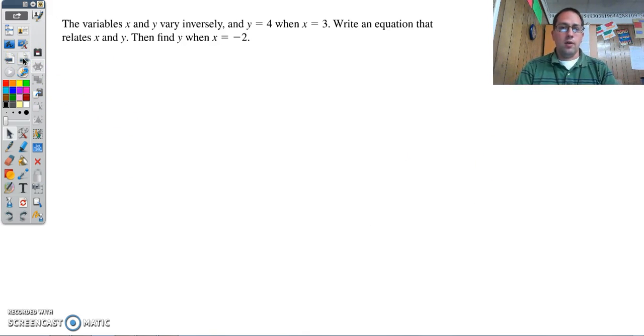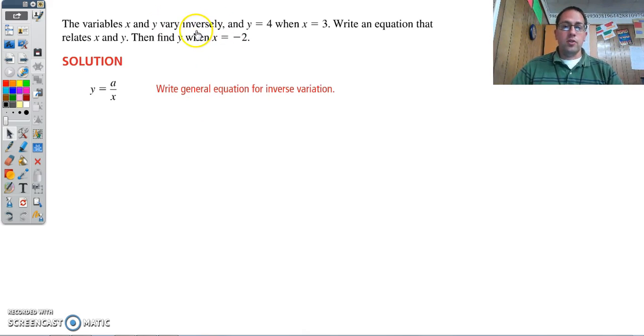All right, here we are told that x and y vary inversely. Y equals 4 when x equals 3. So what we need to do is come up with an equation that will relate x and y, and then find y when x equals negative 2. All right. So first, it's inverse, so we know we're going to start with this. Y equals a over x. What we need to do is figure out what that a is.